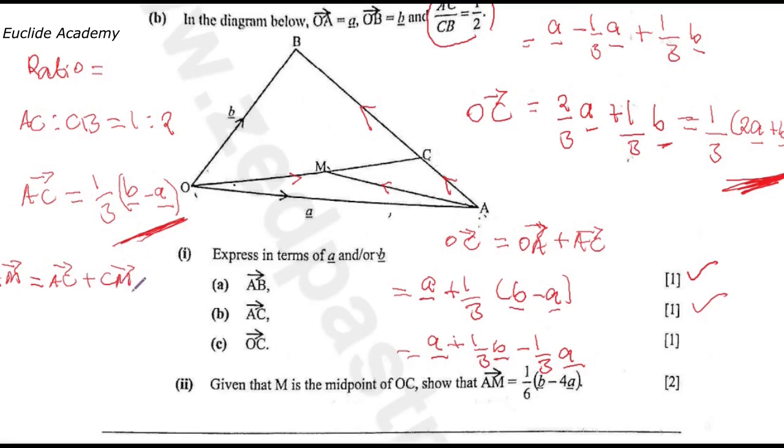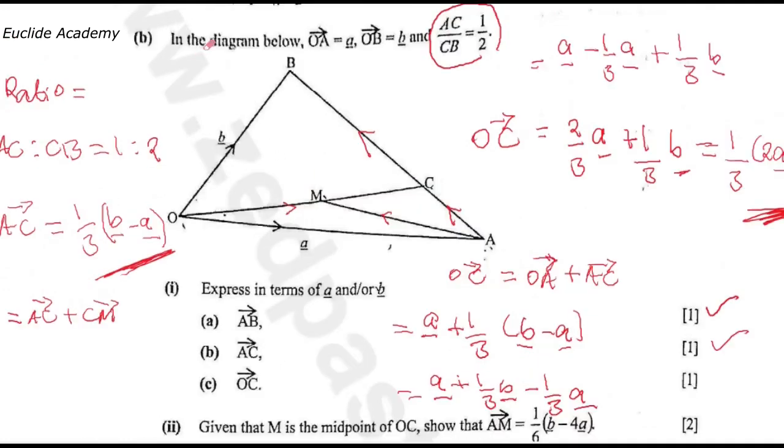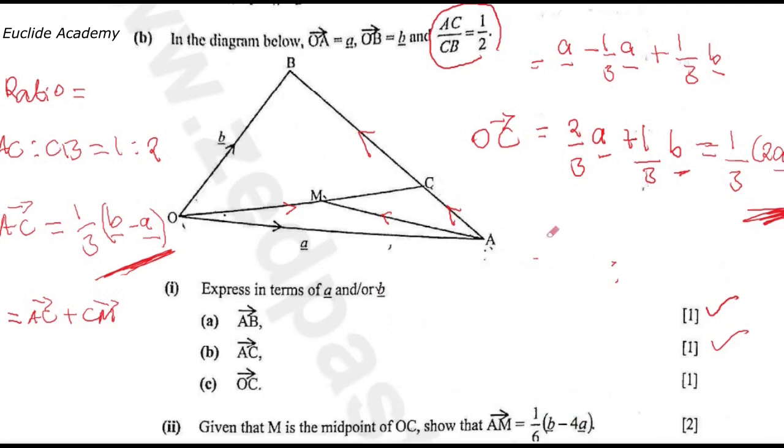I'm going to need some space, so I'll get rid of some of the things that we've already written down. Since we're going to need the vector AC and OC, I'm going to get rid of this. You can just replay the video if you want to know how we got the answer there.